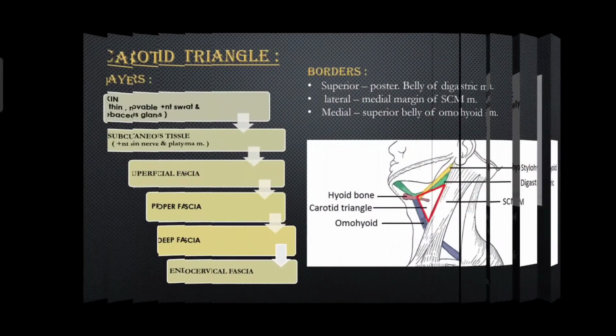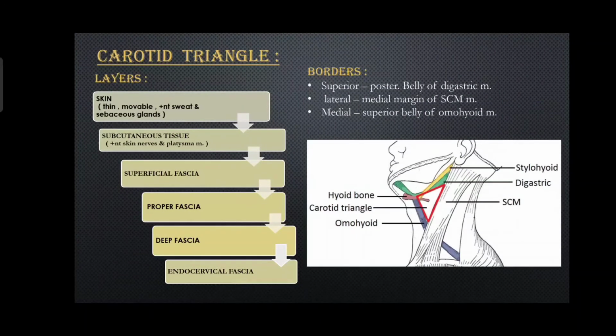Carotid triangle borders: superiorly, the posterior belly of the digastric muscle; laterally, the medial margin of the sternocleidomastoid muscle; medially, the superior belly of the omohyoid muscle. Layers are skin, subcutaneous tissue, superficial fascia, proper fascia, deep fascia, and endocervical fascia. Contents of this triangle are the bifurcation of the carotid artery, external and internal carotid arteries, external maxillary arteries, etc.